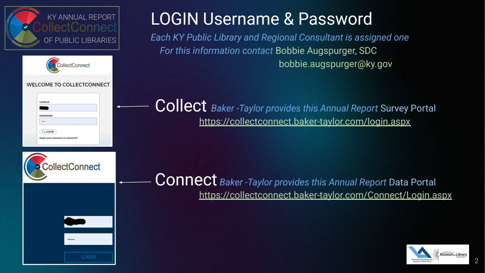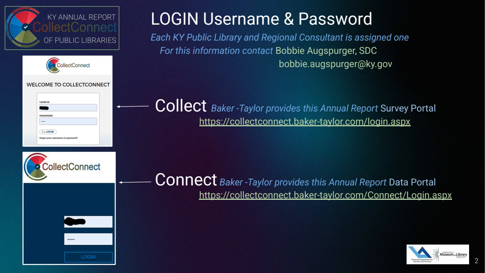Okay, the first thing that we're going to cover is log in with username and password. Each Kentucky Public Library and regional consultant is assigned one. So for me, it would be bobbie.augspurger@ky.gov is where you contact if you did not get your username and password. For fiscal year 25, I will be sending those out to each library in this next few days. And so keep an eye out for that. This is the end of May right now, so keep an eye out for that dated the end of May.